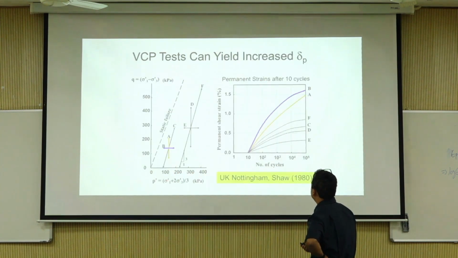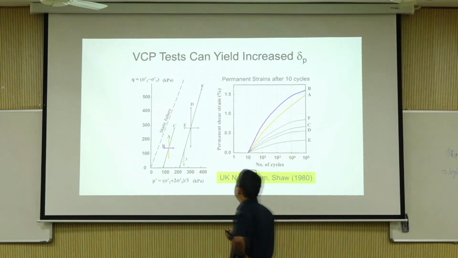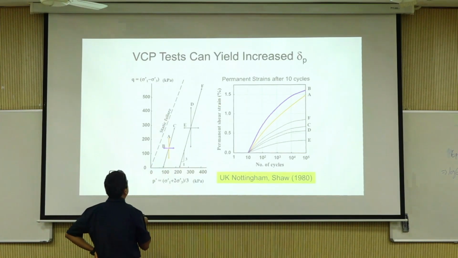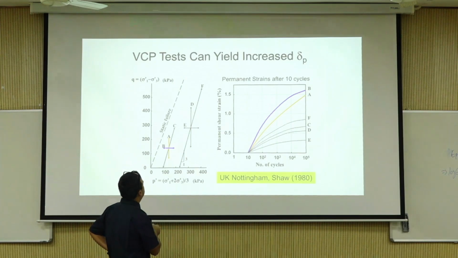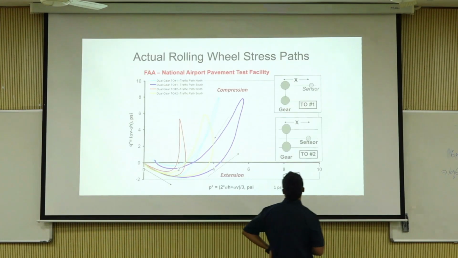And this is some of the work that at University of Nottingham they did, different p-q stress paths. This is A, this is B, C is this called constant one. C is basically what your standard testing applies, and D, E and stuff, you can actually change stress paths, and then you can have significantly higher permanent shear strengths and stuff.